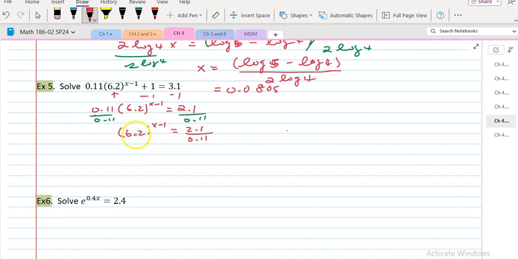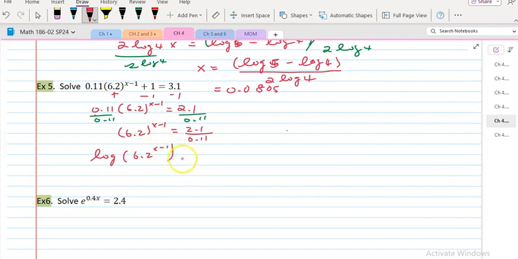Now I have one base, one exponent, and a number. I'm ready to do log. So add log only when you are in this position. 6.2 to the power x minus 1 is all inside, so I should not do the ending.